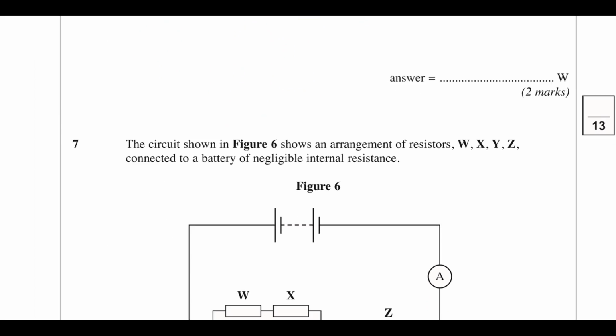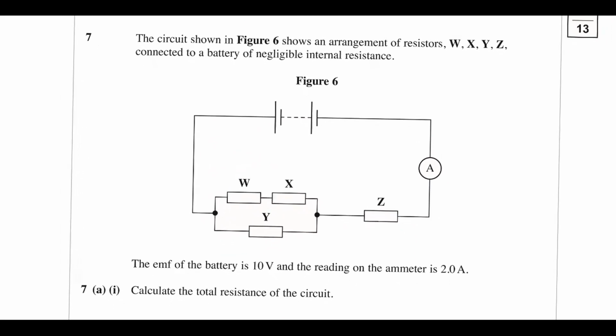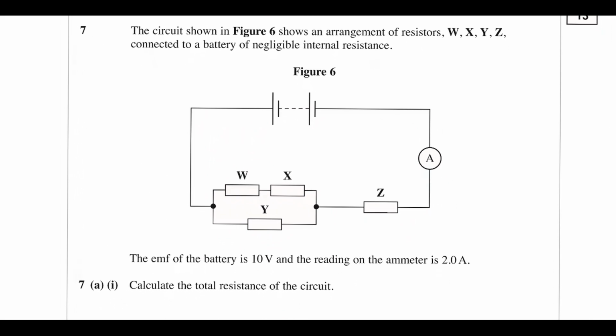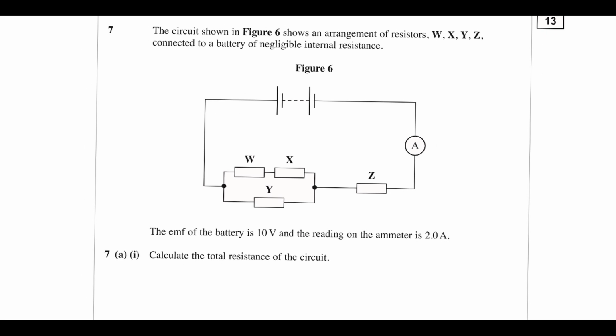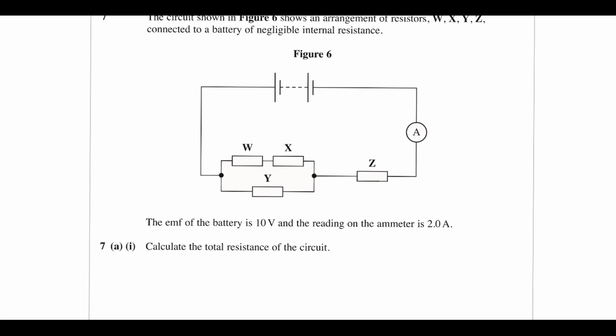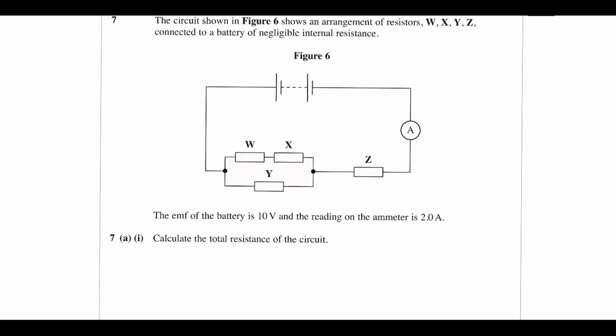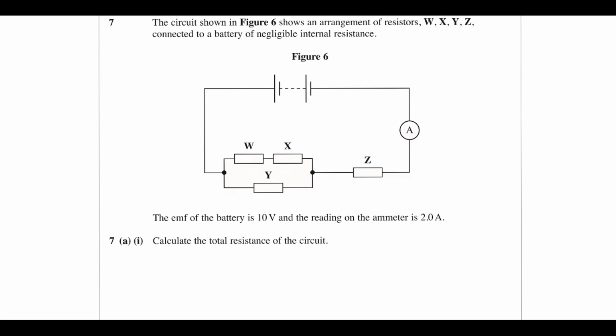Okay, so let's move on to the final question 7. So we've got a circuit with some resistors W, X, Y, and Z, and we've got no internal resistance this time. EMF is 10 volts, and the ammeter reading is 2 amps. Get the total resistance. So total resistance is going to be the EMF divided by the current, which is 10 over 2, which is 5 ohms.